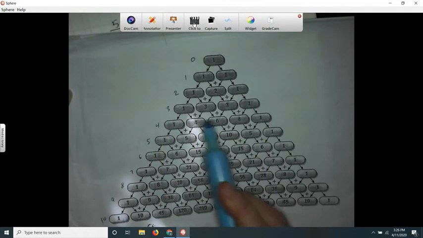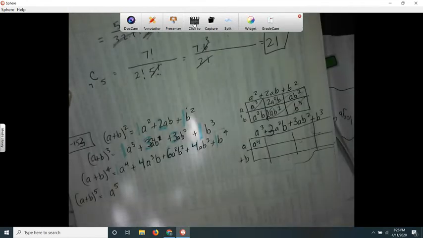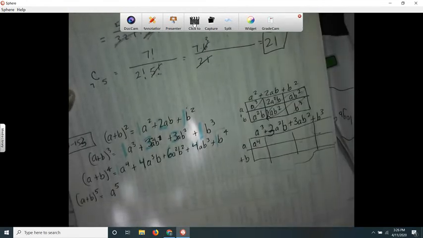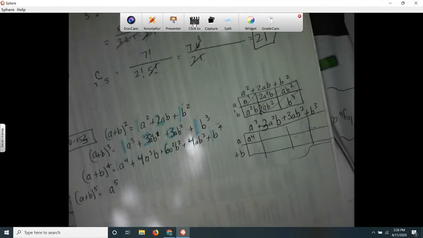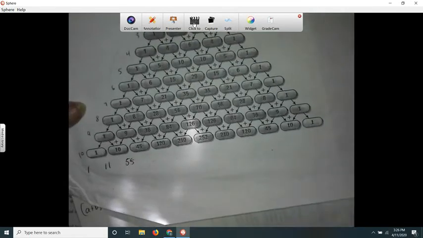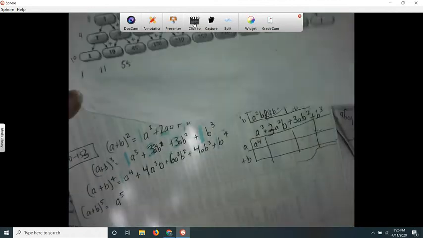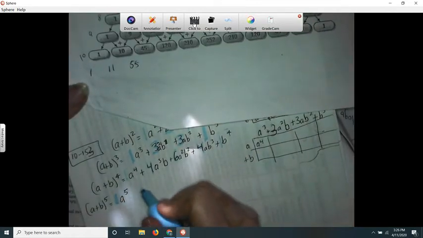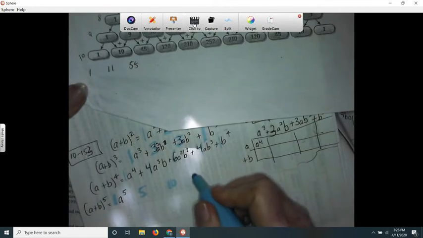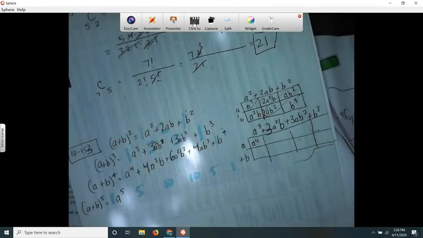If I want the coefficients of a plus b to the fifth, I can just grab them right off my triangle from row 5. It's going to be 1, 5, 10, 10, 5, 1. I didn't leave much room. If I were to do all the hard work of multiplying this out, this is what I would get: 1a to the fifth plus 5.